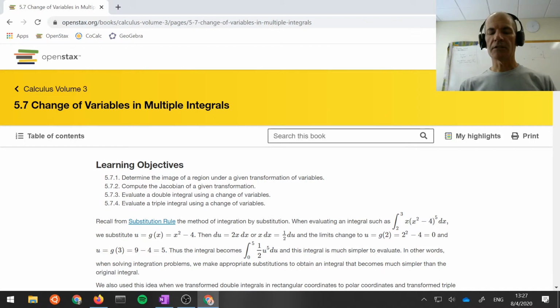And then last, a skills-based item is to be able to evaluate double and triple integrals using a change of variables. Why do change of variables? The same reason that we did u-substitution or trig substitution back in Calc 2. It's to make a really hard integral easy. And change of variables in multiple integration serves exactly the same purpose.